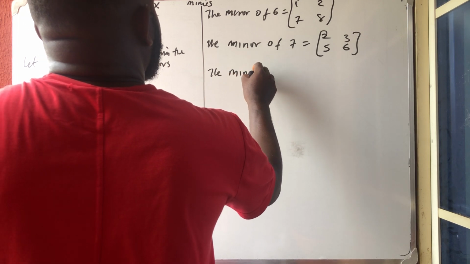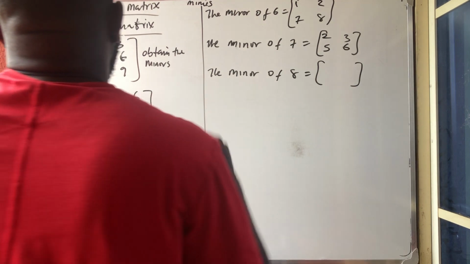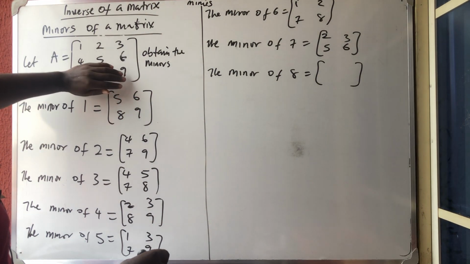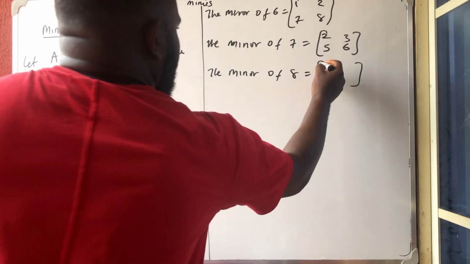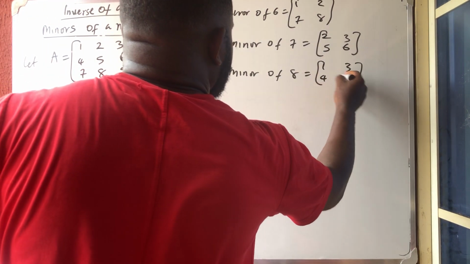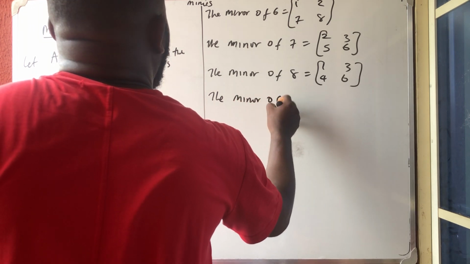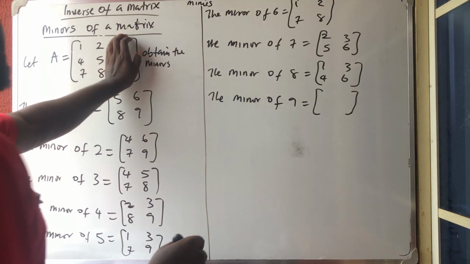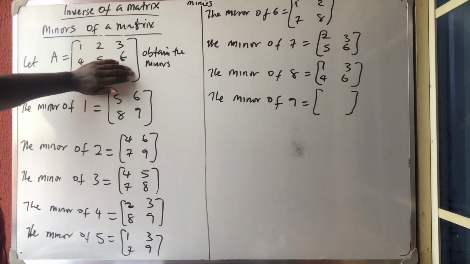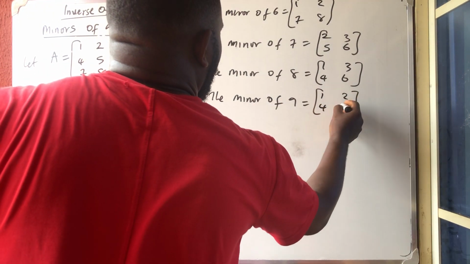The minor of 8. The minor of 8 is simply, look at 8 here, close the row and column of 8, so I'm left with 1 3 4 and 6. So the next one is what? The minor of 9. The minor of 9 is simply, close the row and column under that 9, so I'm left with 1 2 4 and 5.